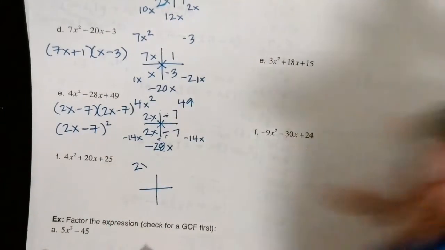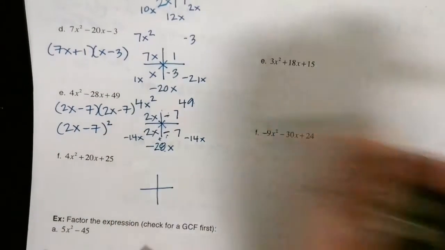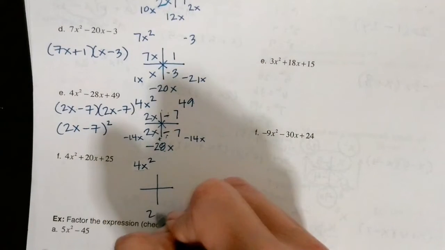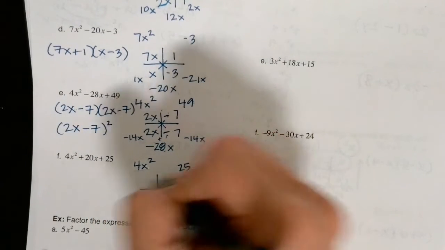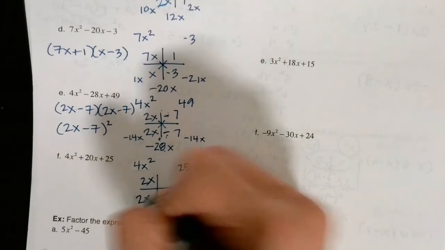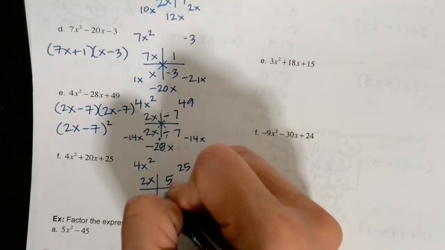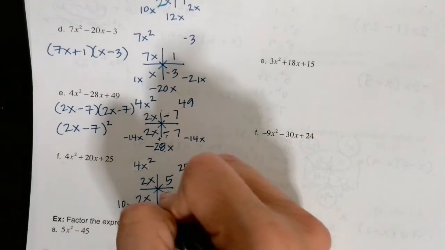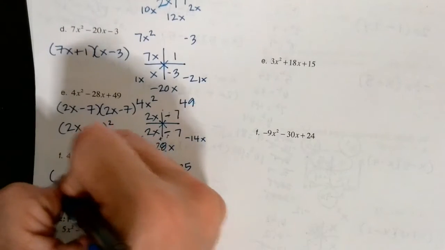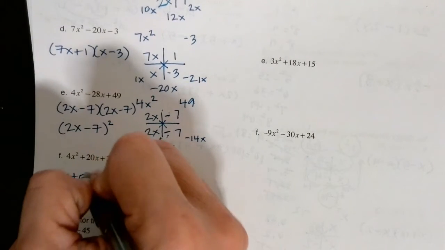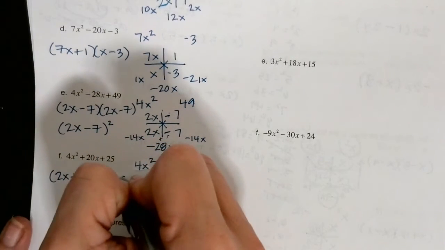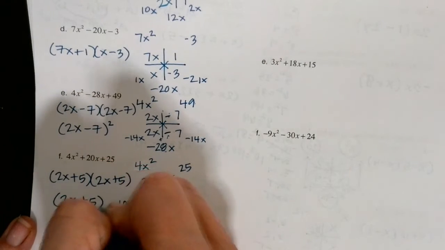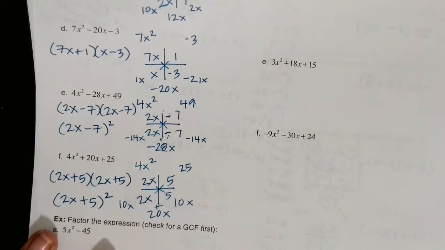2x, oops, that's 4x squared, not 2x squared. 4x squared, 20x, 25, 2x, and 2x. Hopefully it's just 5 and 5. Does that work? They're both positive, so I don't even have to worry. Yep, great. 2x plus 5 times 2x plus 5, and that's 2x plus 5 squared. Great. Okay.